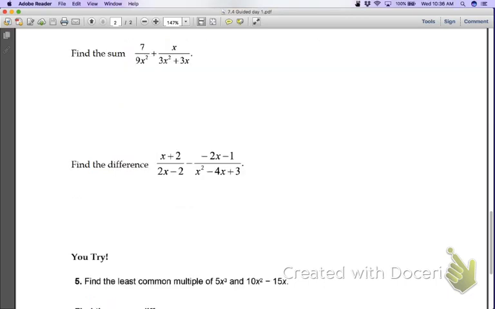So then if I have 7 over 9x squared plus x over 3x squared plus 3x. Take your time, factor anything out. I can't do anything with the first fraction. The first fraction is just going to be 7 over 9x squared plus, what can I factor out of the bottom down here? 3x. So then I have x plus 1.